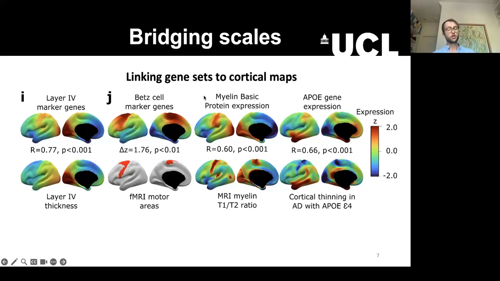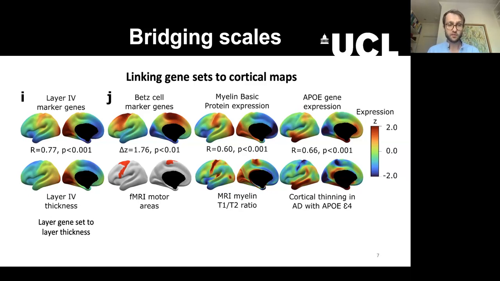We then zoomed out to the macroscale patterns and did 4 independent validations of the gene sets. So one was layer 4 marker genes. These are genes that are specifically highly expressed within layer 4 of the cortex, and we compared this to the layer 4 thickness map of BigBrain. And what we see is that there's a strong spatial correlation between layer 4 thickness and where layer 4 marker genes are highly expressed. The null test is a spin test accounting for spatial autocorrelation.